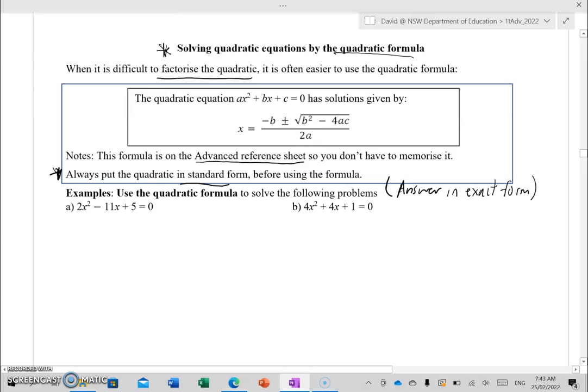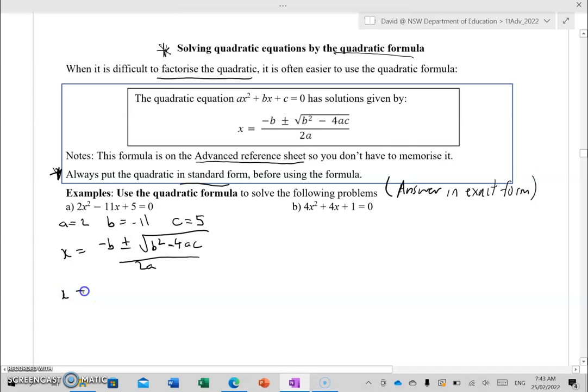Okay. So here we go. Use the quadratic formula to solve the following problems. Answer in exact form. So the first thing I'm going to do is highlight what each of the letters are. So a is 2 here, b is negative 11, c is 5. Whenever we use a formula, we write down the formula we're using. So I'd write down x equals minus b plus minus root b squared minus 4ac over 2a.